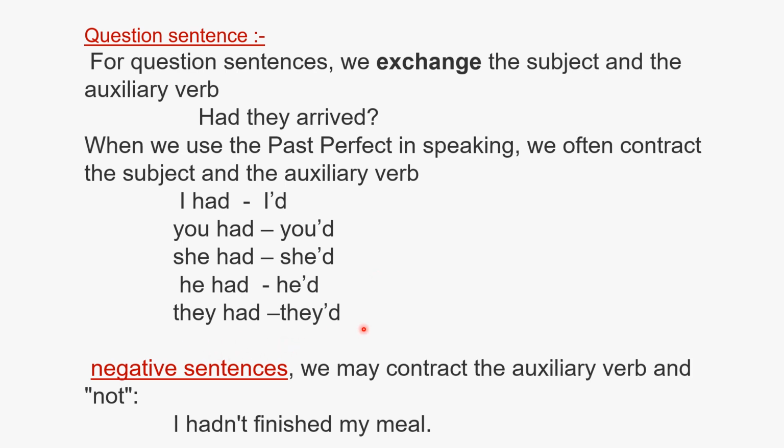In negative sentences, we may contract the auxiliary verb and not. I had not finished my meal. This is the negative sentence. In negative sentences, we may contract the auxiliary verb and not. I had not finished my meal.